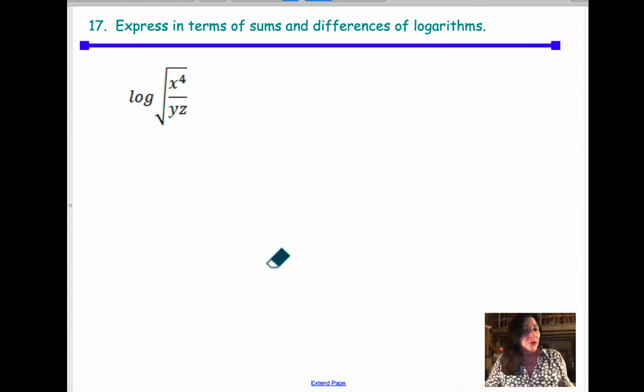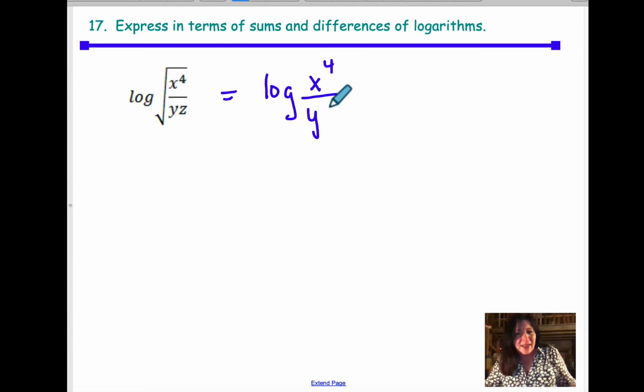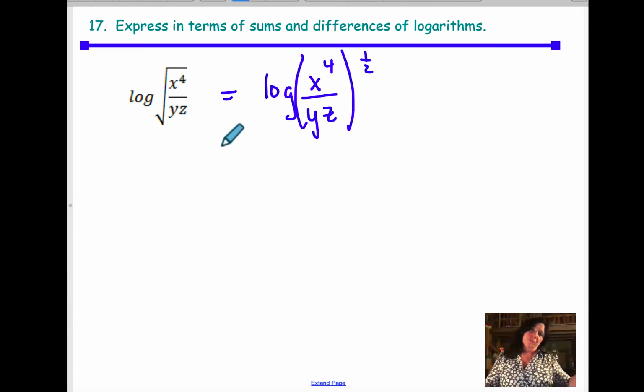All right, logarithms. Don't we love logs? Okay, your job is to write the sum and difference of logs. So you just have to rewrite this. It's pretty simple. You take this square root and let's make that into a half power. So this is going to actually be log of (x to the fourth power over yz), a big parenthesis, to the 1/2 power. I'm going to take that 1/2 power and bring it out front.